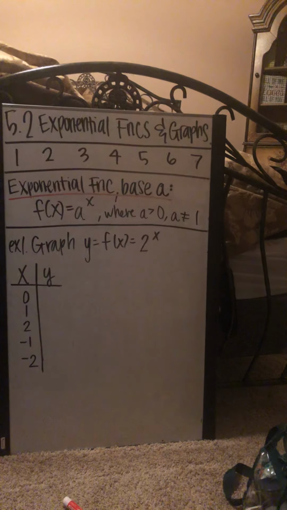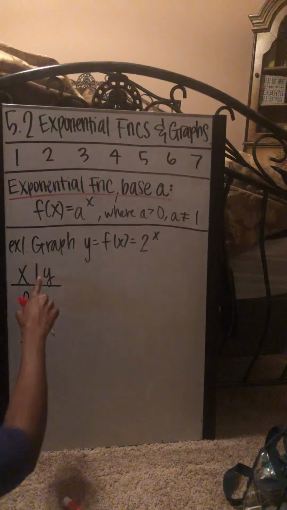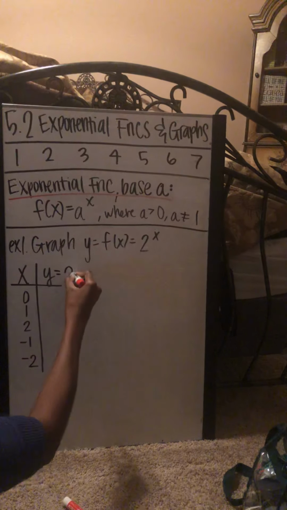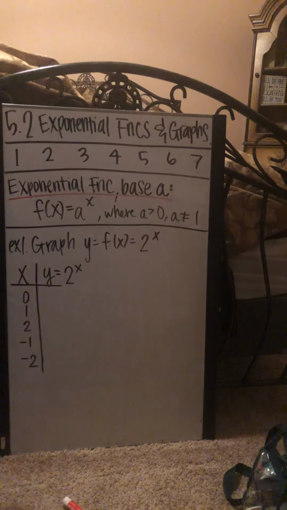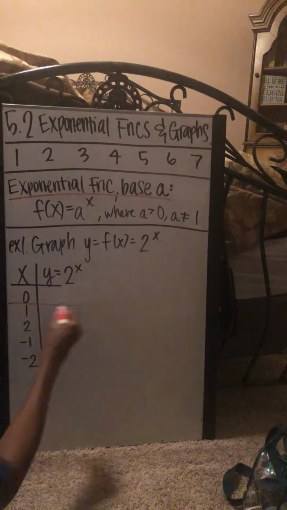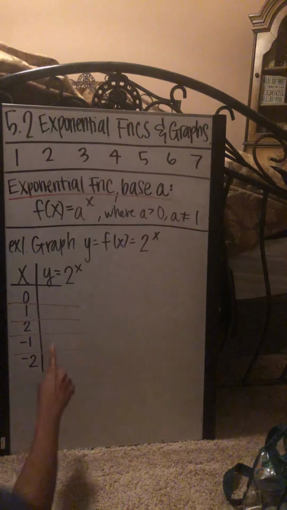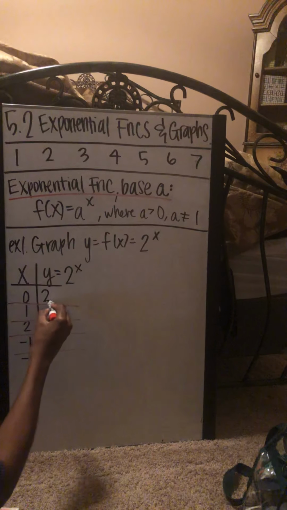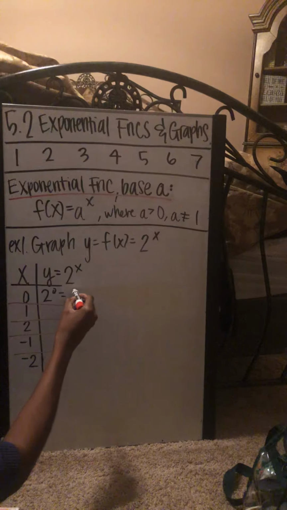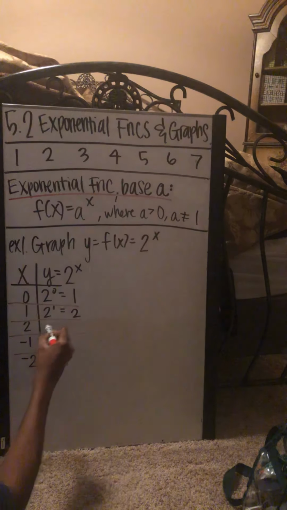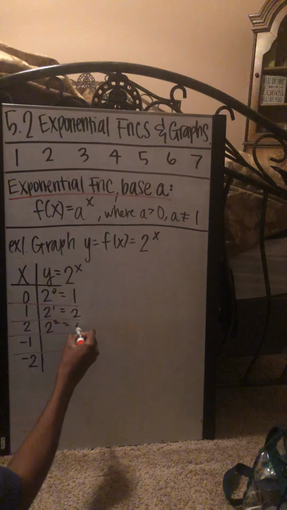Okay, but anyway, essentially we're looking for y, and we know that y is equal to f of x, which is equal to 2 to the x. And in this case, our x is equal to these numbers right here. So this one's 2 to the 0, which is anything raised to 0 is 1. This one's 2 to the 1. This gives us 2. This one's 2 to the 2, which is 4.